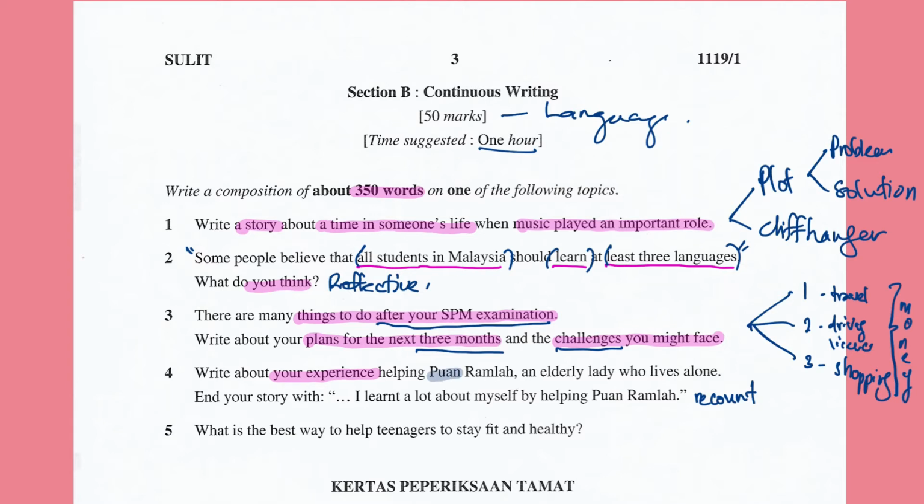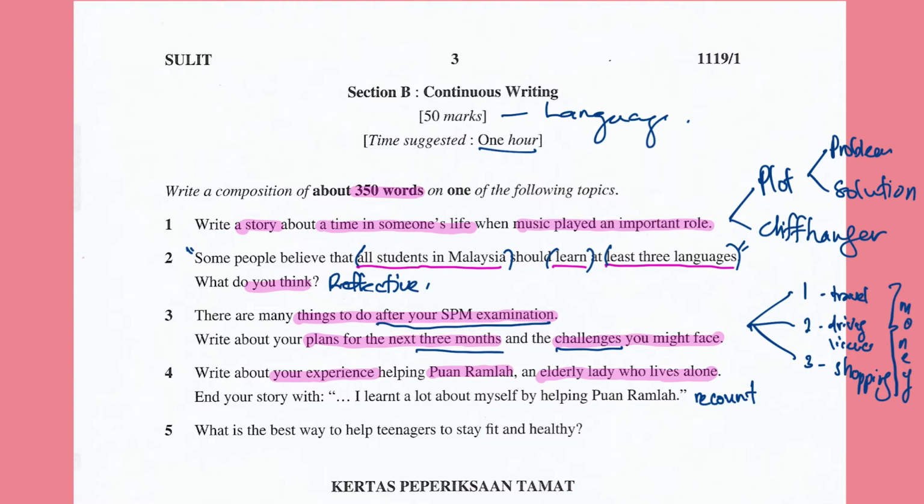Puan Ramlah, it's decided, oh sorry, that's a different color. It's decided that the name of this lady is Puan Ramlah. So don't you dare change the name to another Puan. Okay, so she's an elderly lady and she lives alone. Whatever it is, make her live alone. Okay, you might not know any Puan Ramlah, and you might not know anyone who lives alone, but try your best to suit the story.